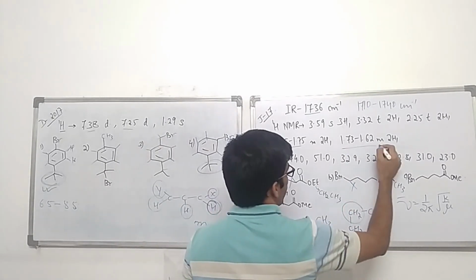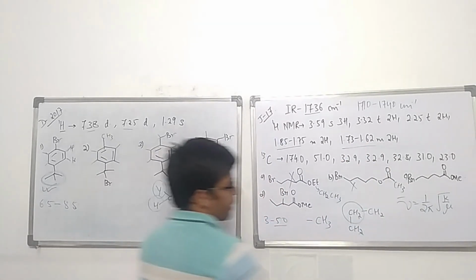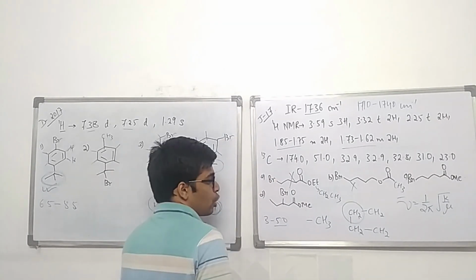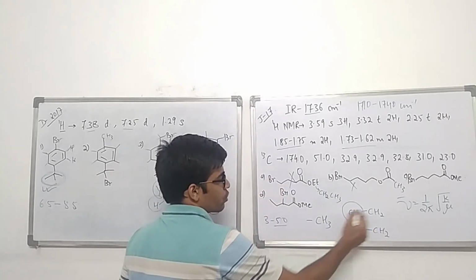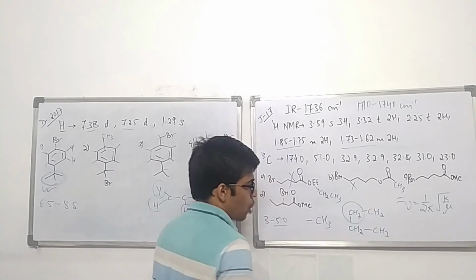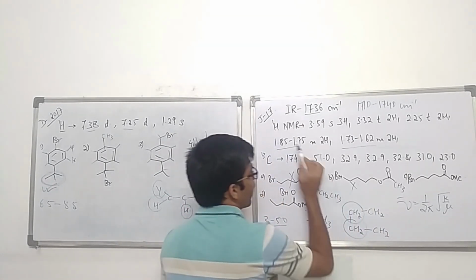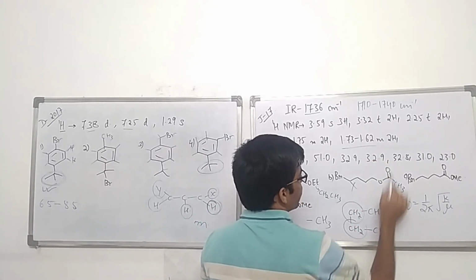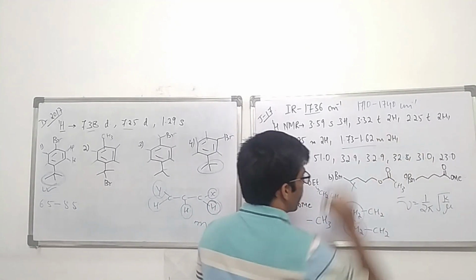There is again one more multiplet given. So that means the fragment will now increase. You will not make another CH2, CH2, CH2 because no more signals are given. It has to be the same fragment. So that means this CH2 group will have one signal, this CH2 group will have one signal, one of the CH2 will have this signal, and one of the CH2 will have this signal.